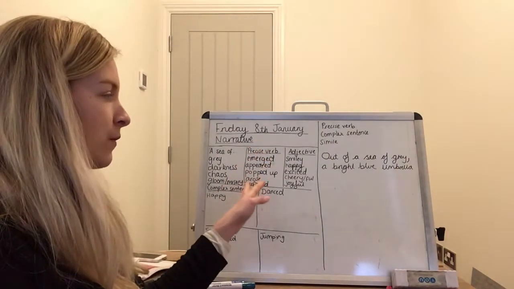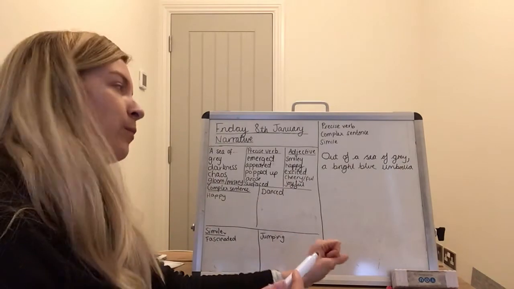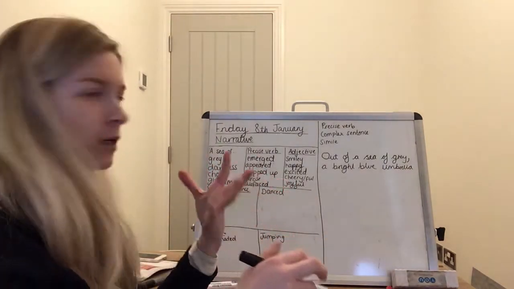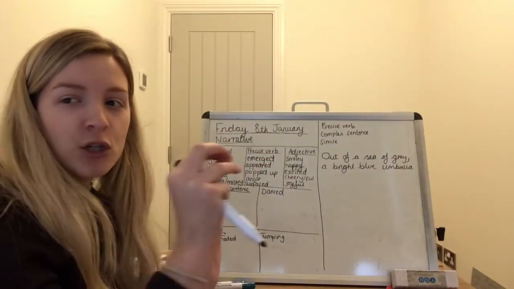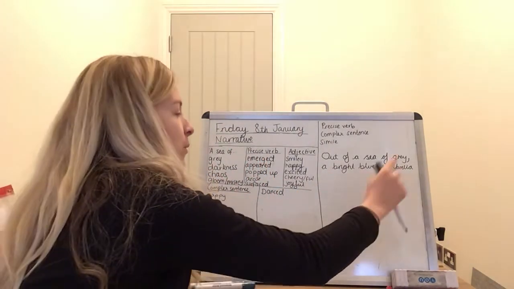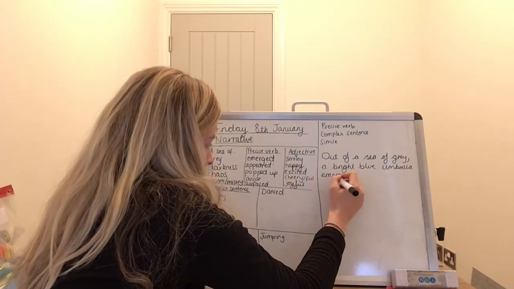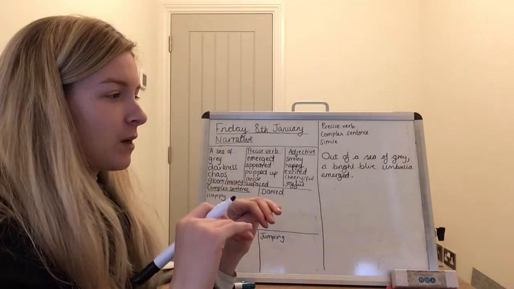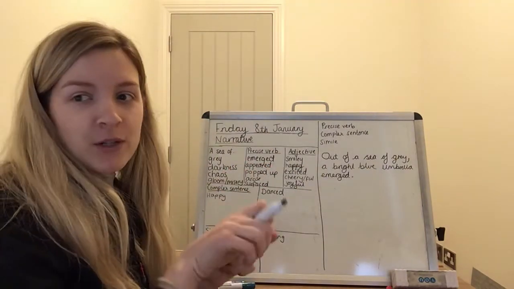Here comes our precise verb. Emerged. A bright blue umbrella appeared, a bright blue umbrella popped up, a bright blue umbrella surfaced. It's up to you. Go back to your verbs that you've written down and choose your favourite one. A bright blue umbrella emerged. I really like that word emerged. I think it makes it sound like he really tried hard to pop up and show his face.